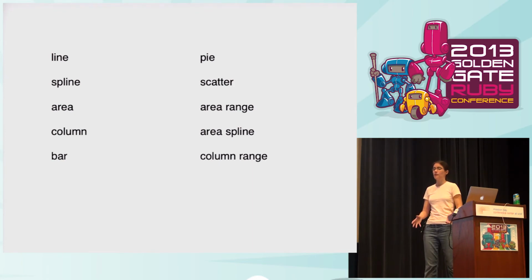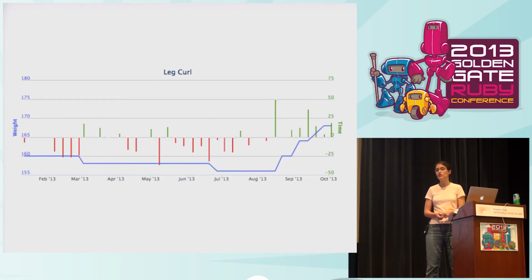Highcharts has a ton of chart types. The basic types are line, spline, area, column, bar, pie, scatter, area range, area spline, column range. Also, all sorts of subtypes within these. Do you want stacked areas? Do you want donuts? Do you want spider webs? Everything that you could possibly want is included, and you can overlap them like this, where you have a line chart and a column chart at the same time.